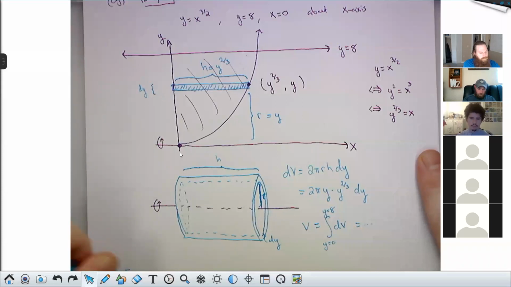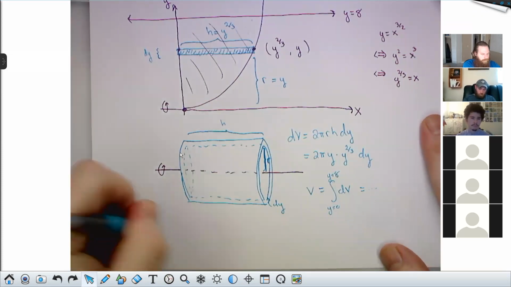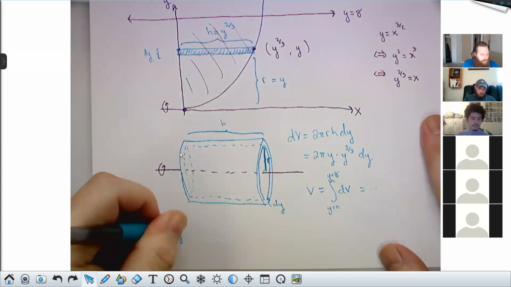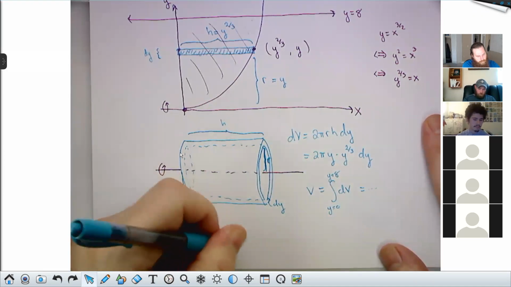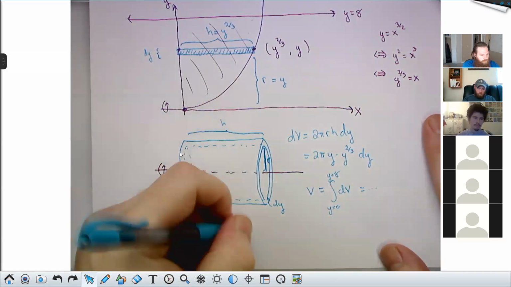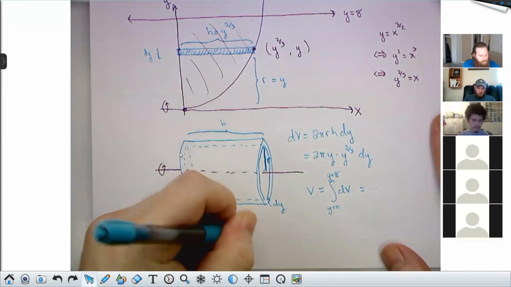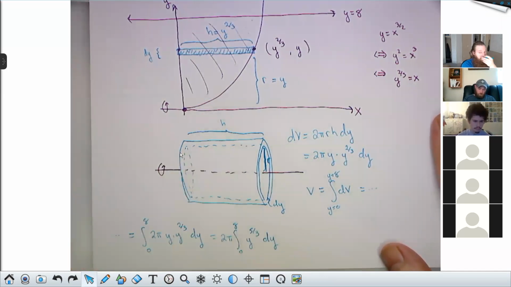I'll continue this over here. It'll be the integral from 0 to 8 of 2 pi y times y to the 2/3 dy, and out can come the 2 pi, integral 0 to 8. y to the 1 is y to the 3/3. 3/3 plus 2/3 is 5/3. So this is y to the 5/3 dy. And now I'm ready to integrate.